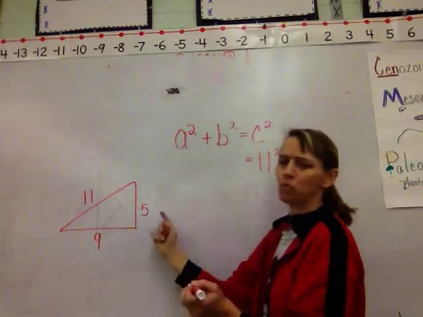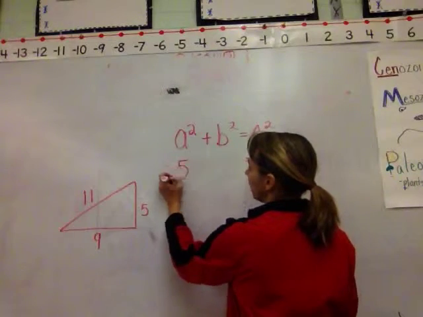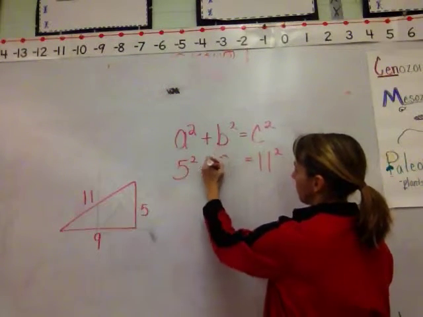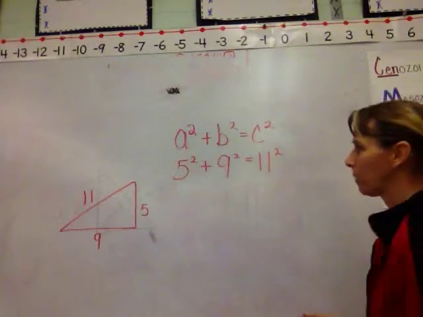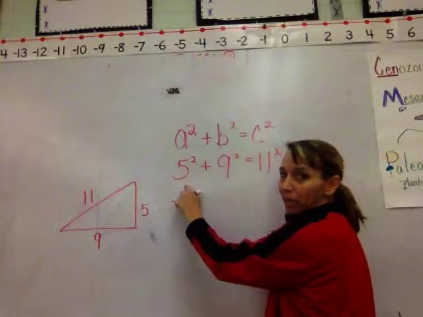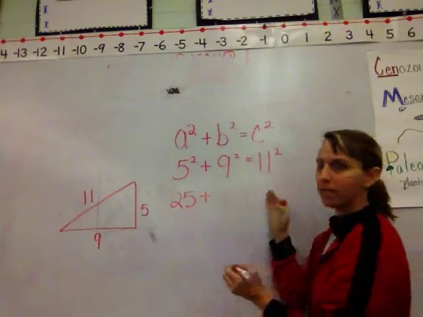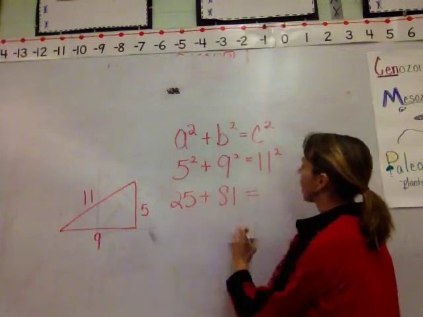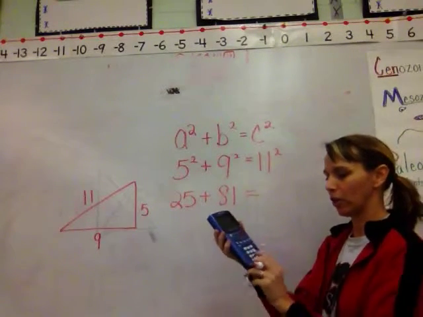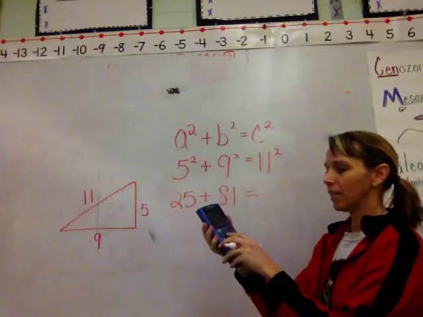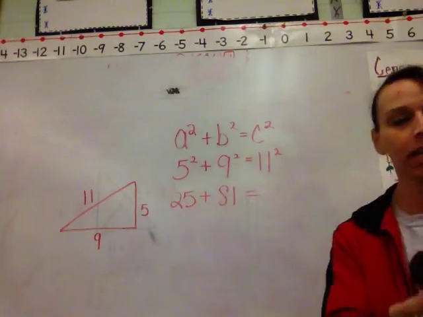And then I can decide which one of these I want to be the A and the B. It really doesn't matter. I'm just going to go 5 squared plus 9 squared. But it would be the same either way because of the commutative property. So 5 squared, or 5 times 5, is 25. Plus 9 squared, or 9 times 9, is 81. And 11 times 11, or 11 squared, just as a reminder in your calculator, you can punch in 11 and then the caret button. And then since it's squared, you would put a 2 and enter, and you're going to get 121.